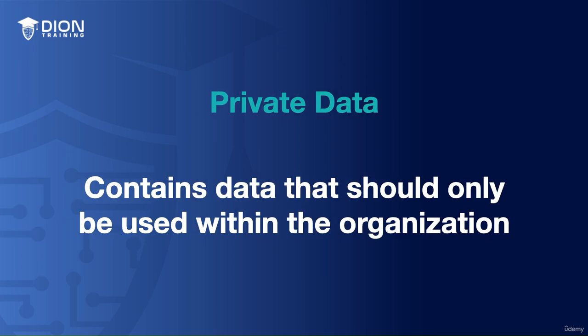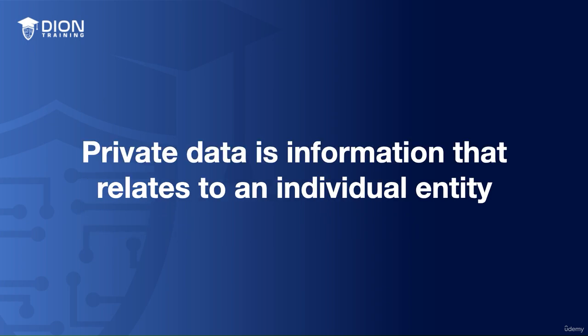Next, we have private data. Private data would contain things like personal records, salary information, any other data that is used only within the organization. For example, you don't need to know what the revenue is for our company, or how much our employees make, or what their social security numbers are. All of that is private data that we use internally, but none of our customers or anybody outside the organization needs to have access to it. Remember, private data is information that relates to an individual entity.